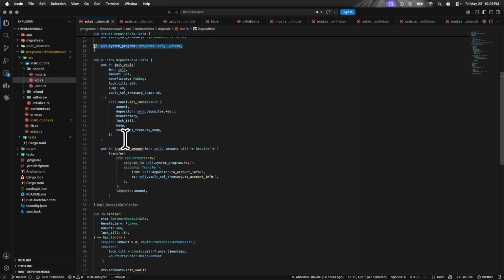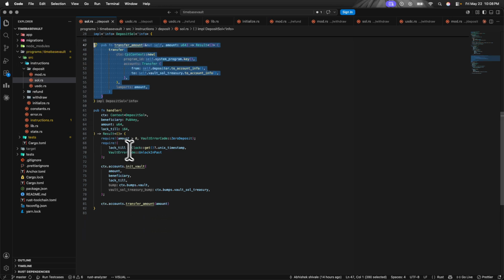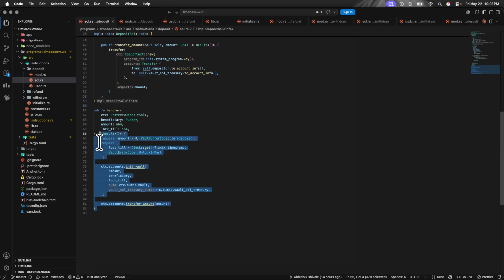And this is pretty straightforward. We are initializing it and transferring the amount to the vault SOL treasury. And this is simple. It's as simple as that. We have some constraints here, basically saying that the amount should be greater than zero and the lock field should be in the future, not in the past.